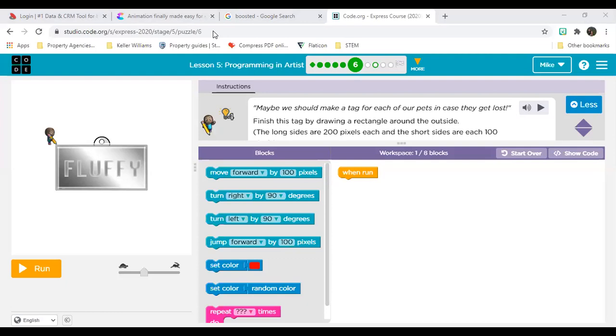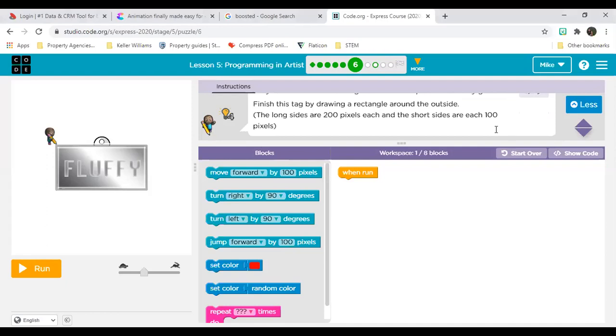So right here, let me quickly remind you guys that you can practice around, you can move blocks, see what happens. So we're going to do this one first. We always have to make sure we follow the instructions. Maybe we should make a tag for each of our pets in case they get lost. Finish this tag by drawing a rectangle around the outside. The long sides are 200 pixels each and the short sides are 100 pixels each.